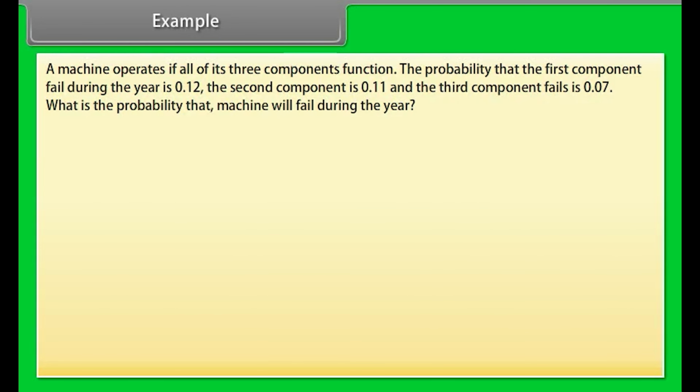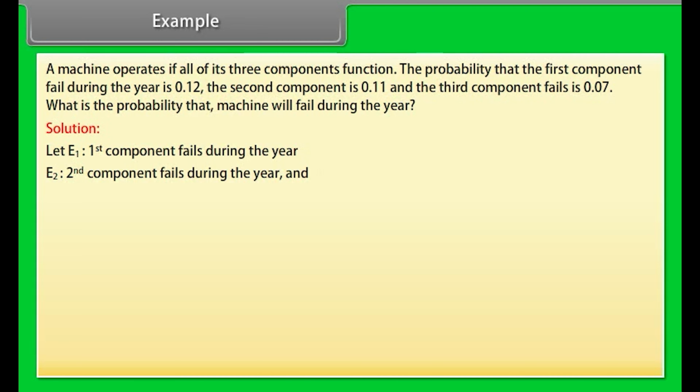Example. A machine operates if all of its three components function. The probability that the first component fails during the year is 0.12, the second component is 0.11, and the third component fails is 0.07. What is the probability that the machine will fail during the year? Solution. Let E1: first component fails during the year, E2: second component fails during the year, and E3: third component fails during the year.